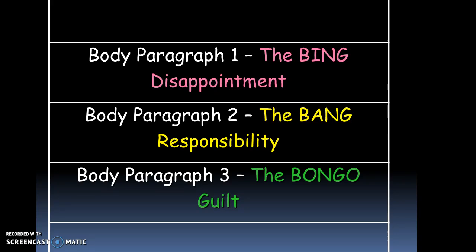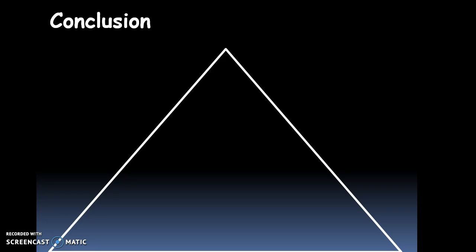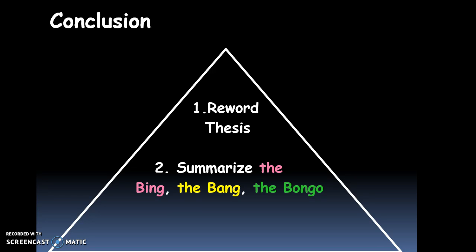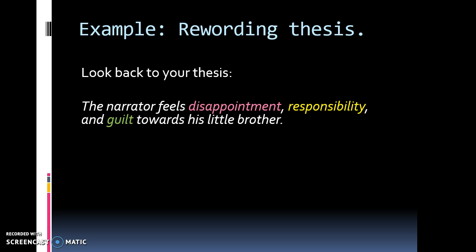So once I go through and develop those and find my textual evidence, we're going to be ready to wrap this bad boy up. So what does a conclusion look like for an essay like this? The very first sentence of your conclusion will be rewording the thesis statement. And the last thing you're going to do is summarize the bing, the bang, and the bongo. So let's look at the first part of our conclusion, rewording the thesis. One of the things that's important for you to remember is the keyword rewording. You don't want to say the exact same thing. You're not just repeating yourself.